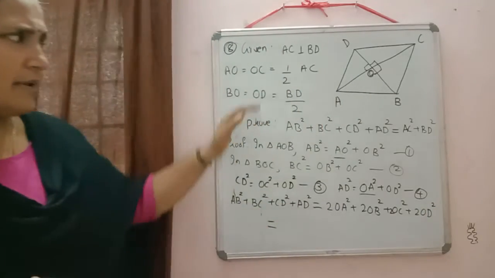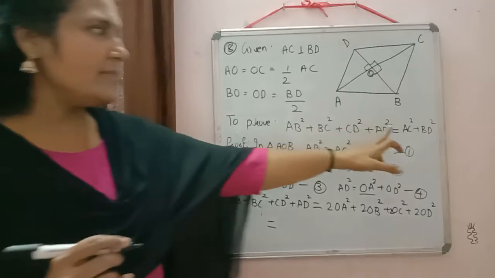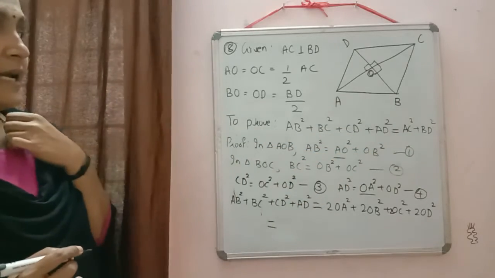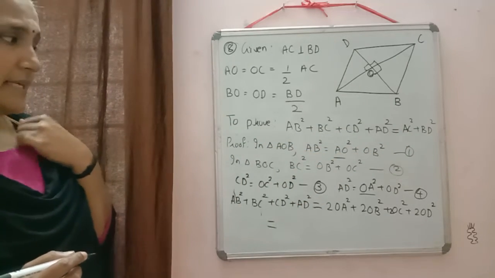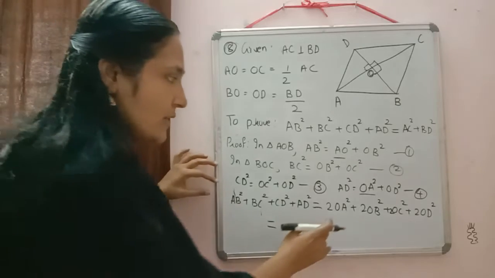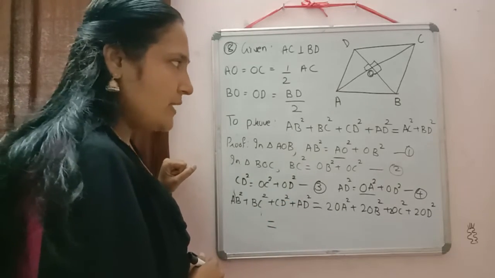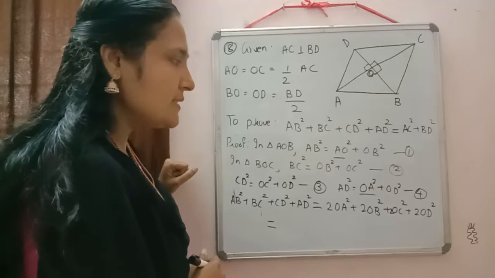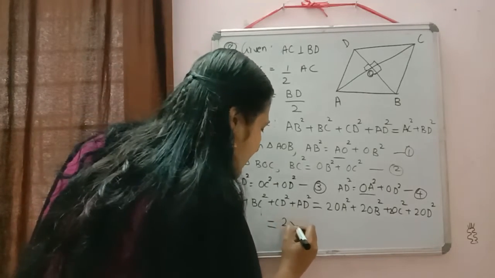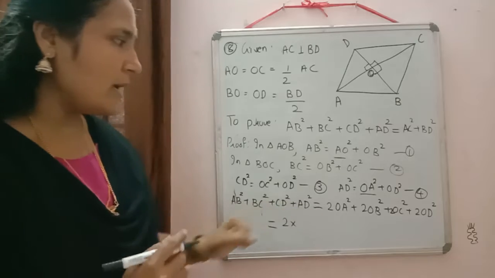We got the left hand side there. Now we will check in the right hand side what we need. AC square plus BD square. We don't want OA square; in place of that we need AC square. So we will check whether we can rewrite OA in terms of AC.